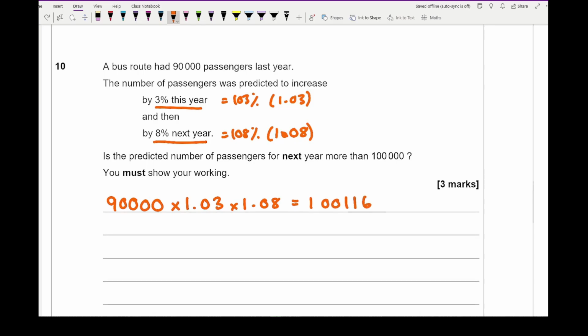in which I get an answer of 100,116. So is the predicted number of passengers more than 100,000? The answer is yes. And you can just write, if you've got time, 100,116 is greater than 100,000.